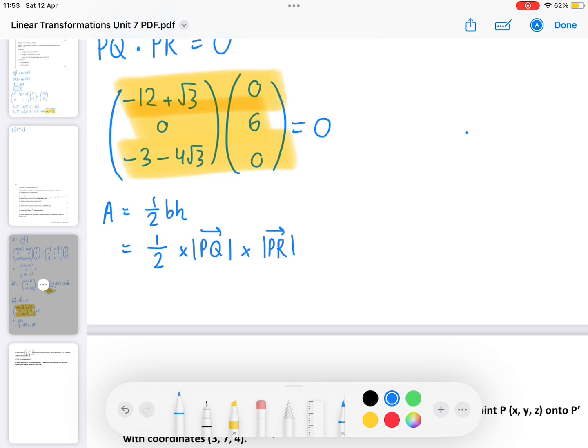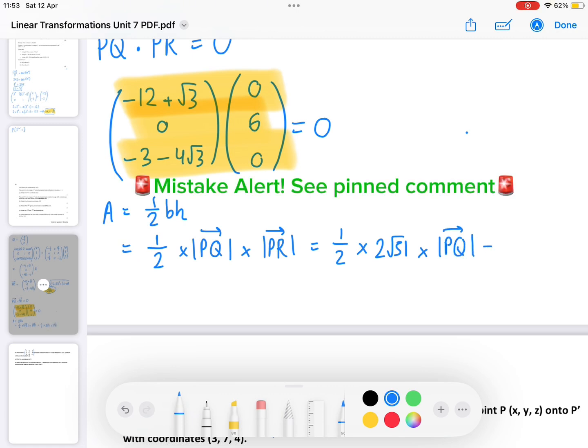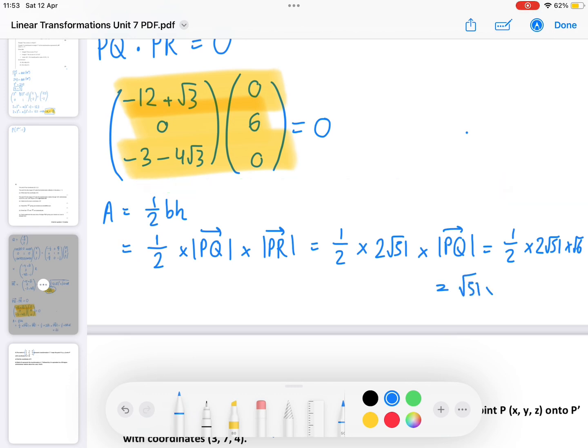And that's going to give us a half times 2 root 51 times the size of PQ, and the size of PQ is just root 6, so it's a half times 2 root 51 times root 6, which is root 51 times 6, or root 306.